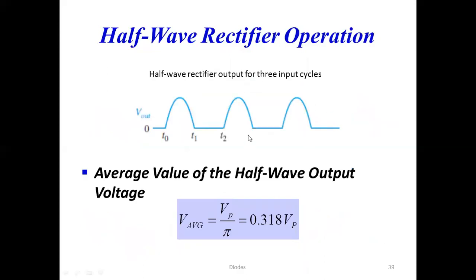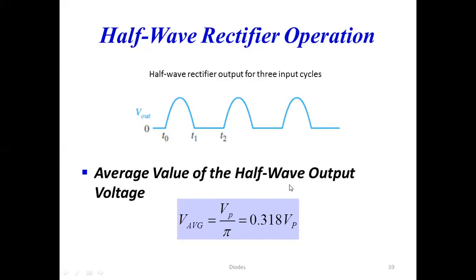So if you see the output of your half wave rectifier for 3 input cycles, then your output will be somewhat like this. See here, I'm considering 3 input cycles. During the first positive half cycle you will get output, then during the first negative cycle you won't get any output. Again during the second positive half cycle you will get output, again no output during the negative half cycle, and during the third positive half cycle you will again get output.